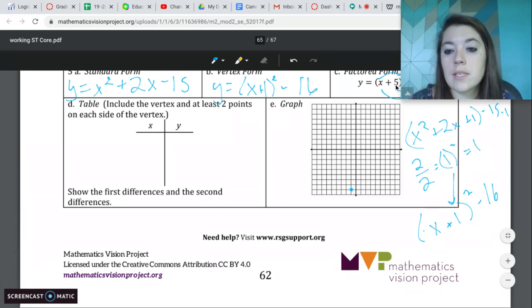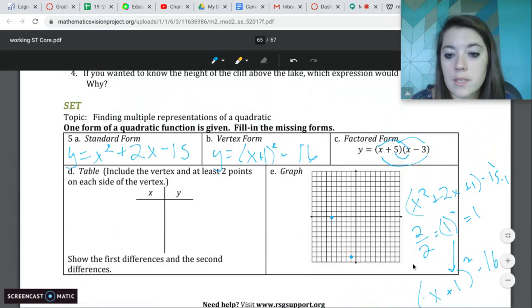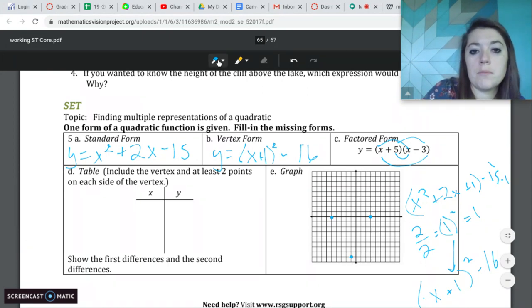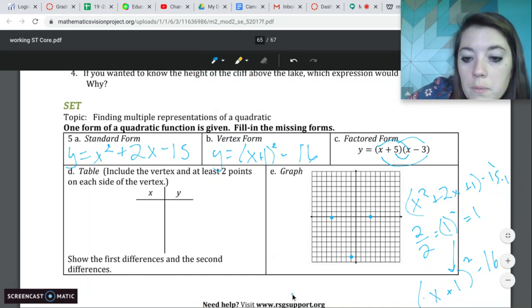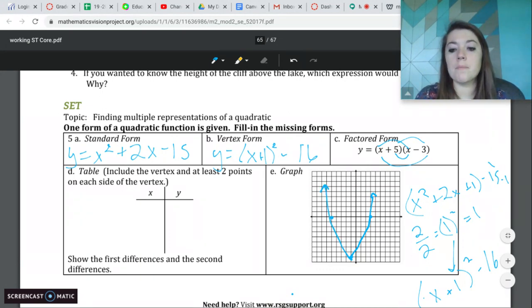We know we have an x-intercept at negative 5. So 1, 2, 3, 4, 5. And we have another one at positive 3. So 1, 2, 3. So there is our parabola. I'm going to attempt to draw the curve through this. Obviously, you guys will have a little bit easier time than I will. So our parabola should look something like this, a little more rounded and less rigid, but similar.